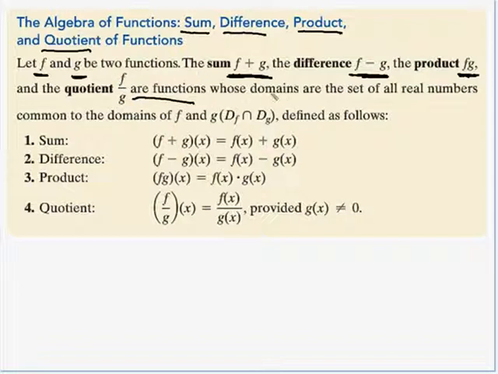These are all functions whose domains are the set of all real numbers common to the domains of f and g, or more specifically, where they intersect. And we define them as follows. F plus g of x is simply f of x plus g of x. F minus g of x, the difference of the functions, is just f of x minus g of x. The product, f times g of x, is f of x times g of x. And the quotient, f divided by g of x, is f of x divided by g of x, provided we figure out where g of x does not equal 0.